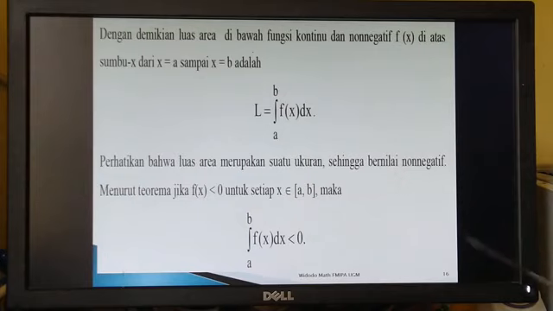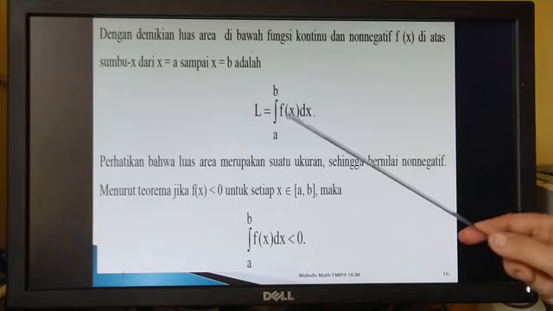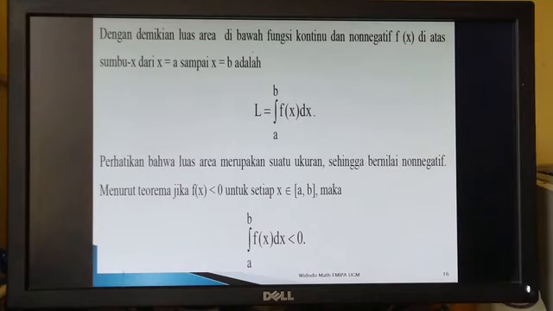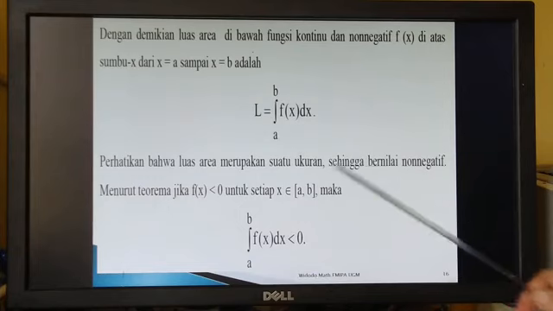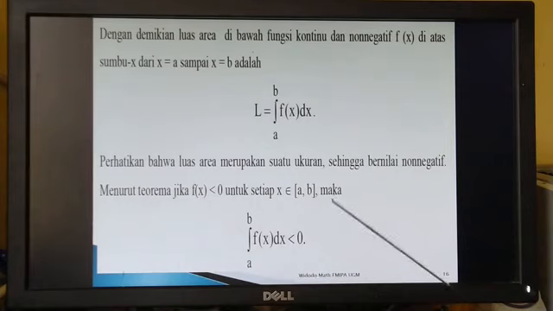Of course, our question is, how can we do this when the function f is negative? When the function f is negative, that means the curve is under the x-axis, so the value of the integral will be negative. By using this fact, if f is negative, then we take the negative of the value of the integral as the area.